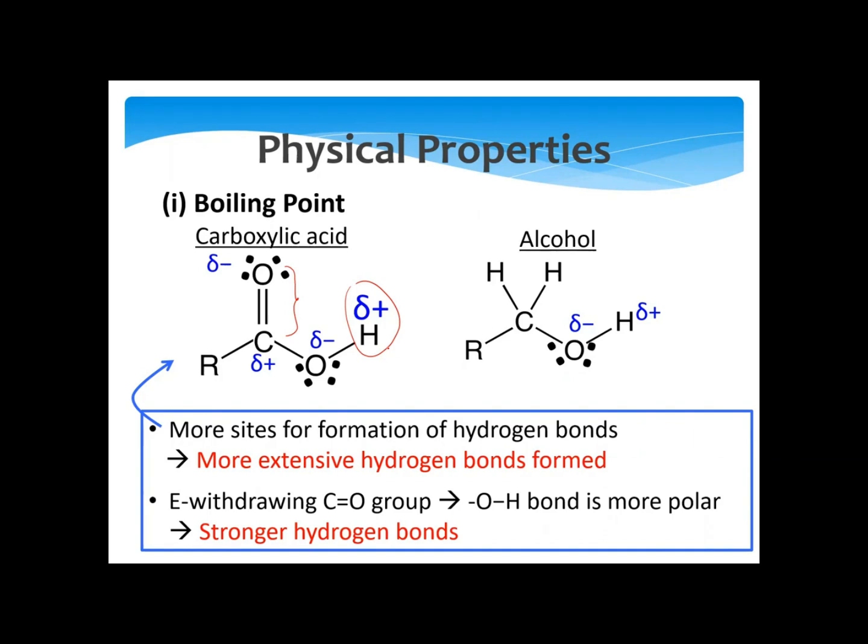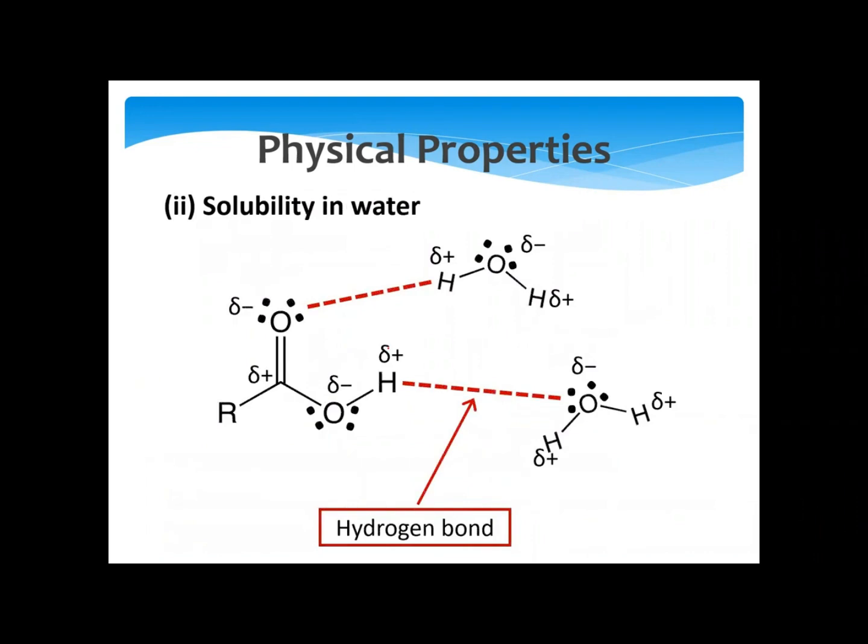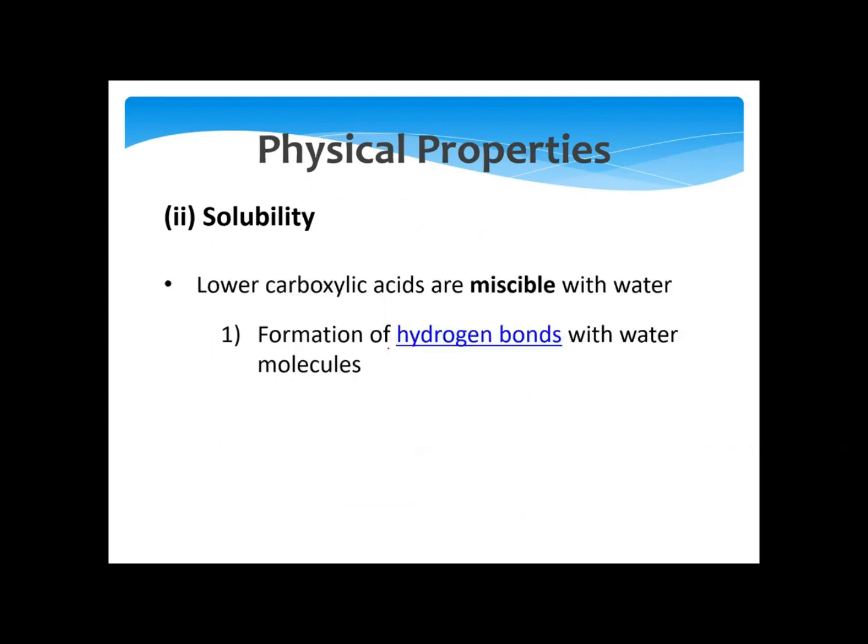The next physical property we'll look at is solubility. As you can guess by now, carboxylic acids are able to form hydrogen bonds with water molecules. And again, if you have to illustrate this, make sure that you have the lone pair on oxygen being bonded to a hydrogen, which is bonded to oxygen. And all the partial charges should be labeled properly as well. So lower carboxylic acids are miscible with water because of the ability to form hydrogen bonds with water molecules.